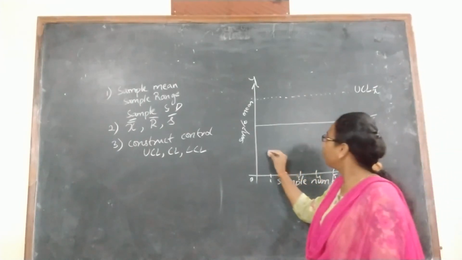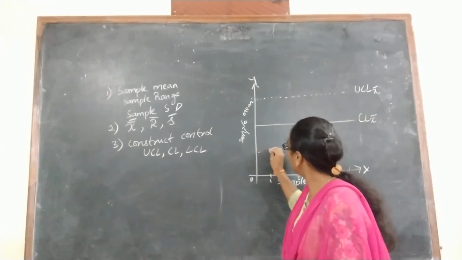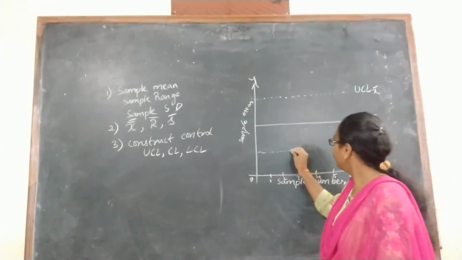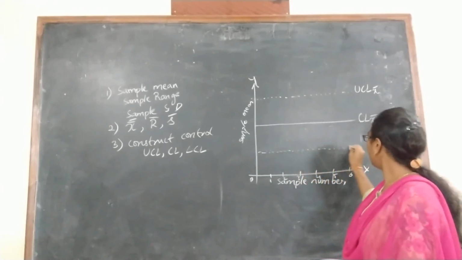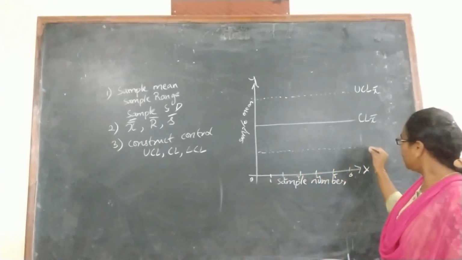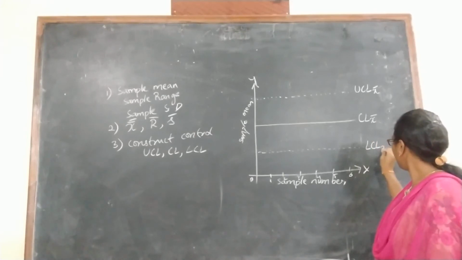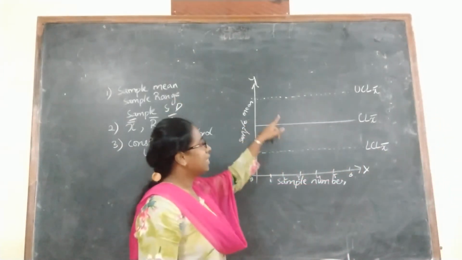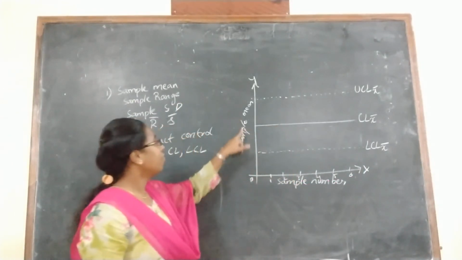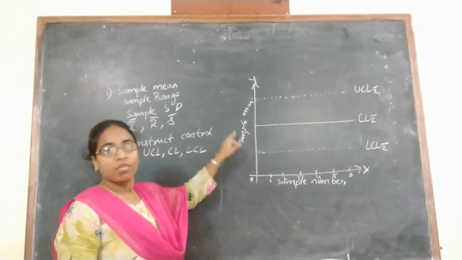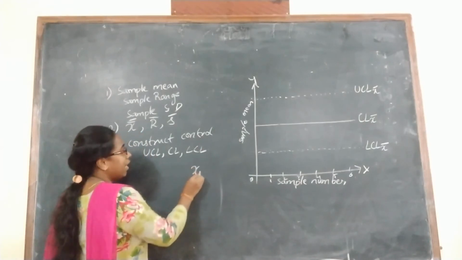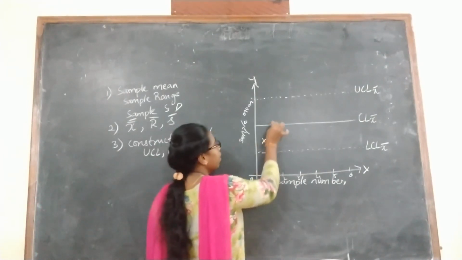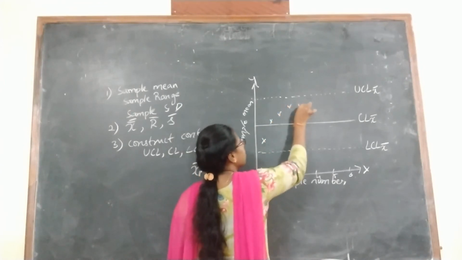Next, you have to draw the lower control limit, that is LCL. Even the LCL is also a dotted line. You have to draw the dotted line and represent here LCL of X bar. So after constructing UCL, CL and LCL values, you have to plot the sample mean values. First we have calculated all the Xi bar values, right? All those values should be plotted on your XY plane.